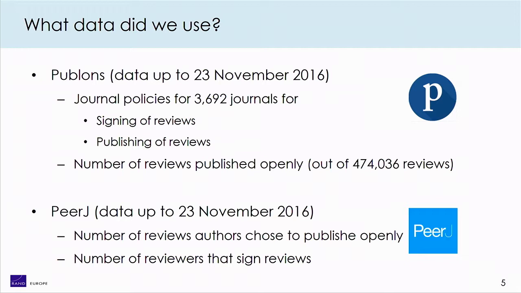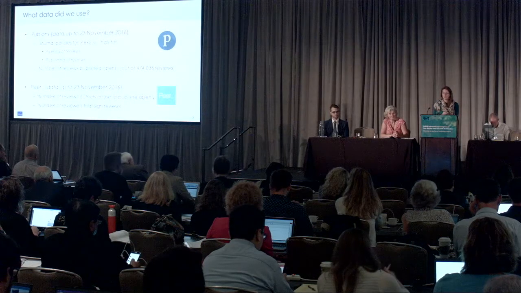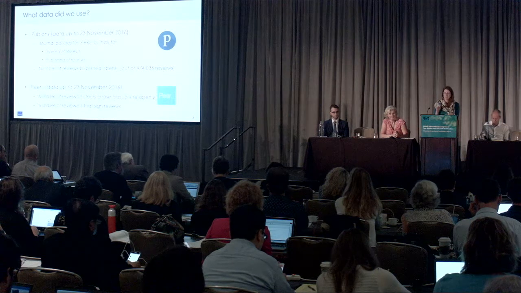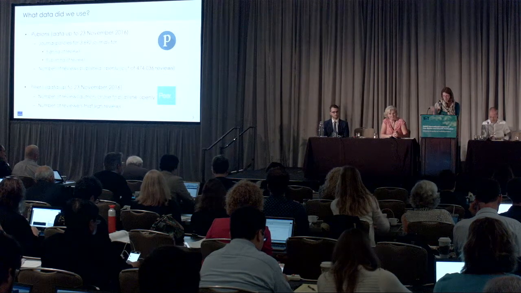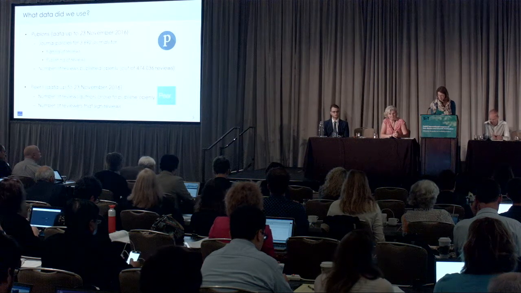So these data allow us to look at a global picture, the landscape of open peer review, but it doesn't necessarily tell you what researchers would choose to do. So we also obtained data from PeerJ, which is an open access journal that gives reviewers the option to sign their reviews, and it also gives authors the option to publish the review history with the article.